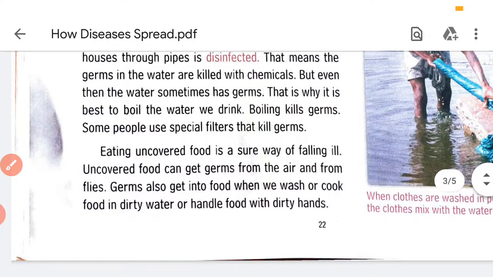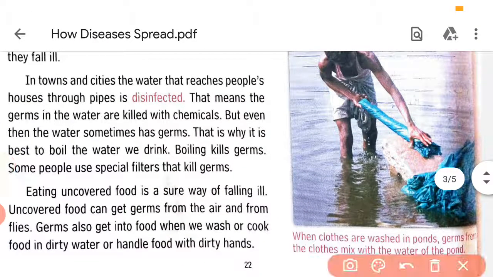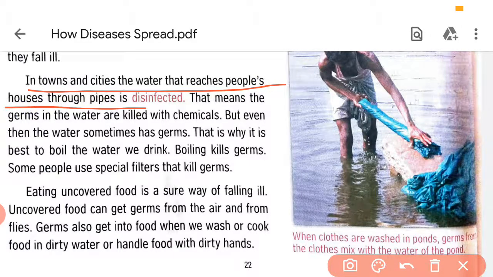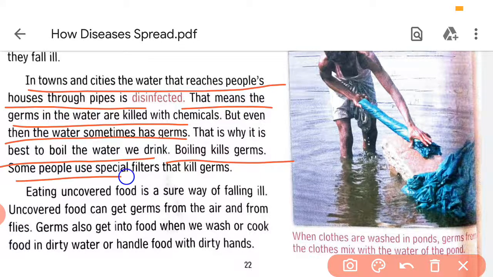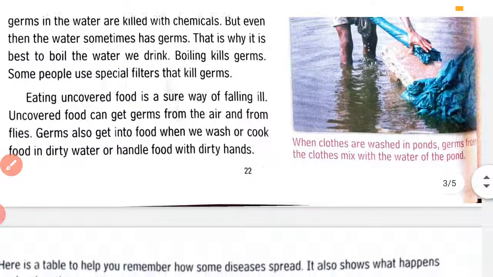In towns and cities, the water that reaches people's houses through pipes is disinfected. That means the germs in the water are killed with chemicals. But even then, the water sometimes has germs. That is why it is best to boil the water we drink. Boiling kills germs. Some people use special filters that kill germs.